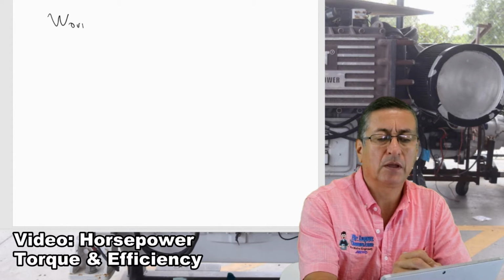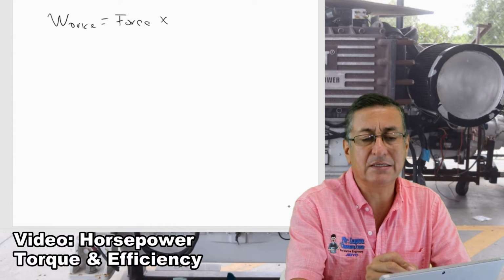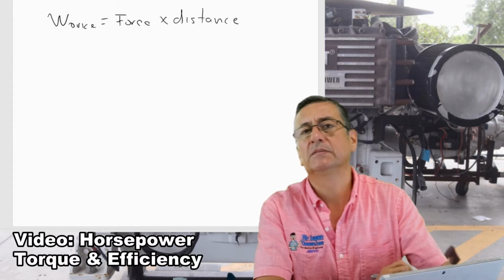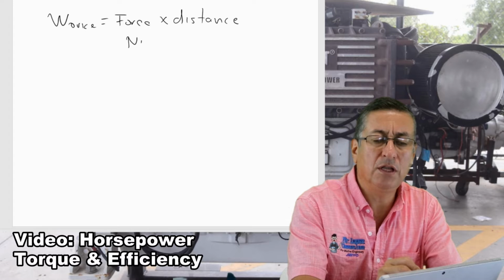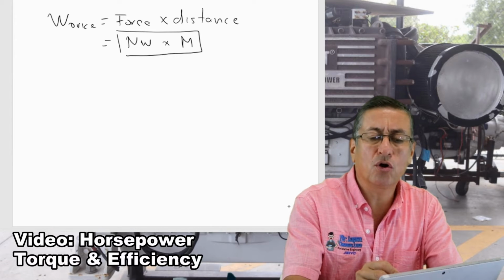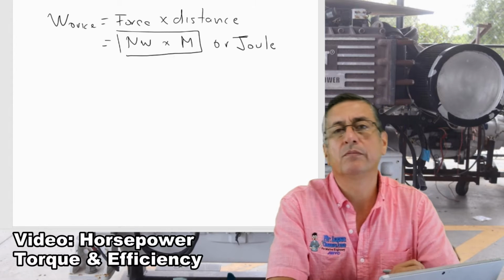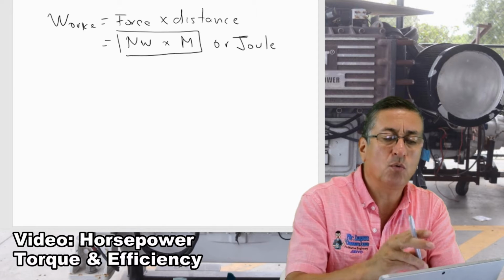Work is the force applied to an object during a distance. It is force times distance. And the unit is the Newton meter, or Joule. The other name for Newton meter is Joule. This is work.